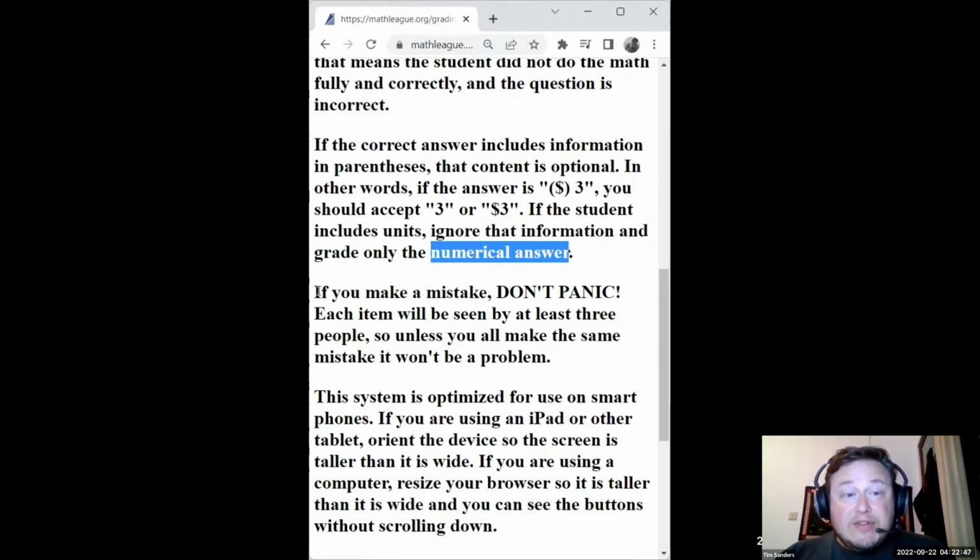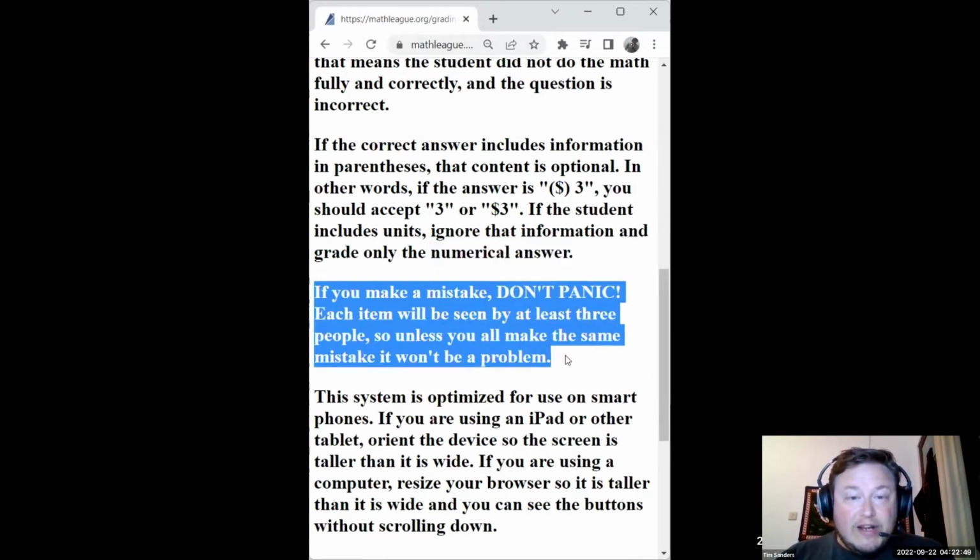All right, from time to time, you'll make mistakes. It's fine, everybody makes mistakes. The great thing about our system is that this question will be seen at least 3 times. If anybody makes a mistake, it will actually be seen more than that, so that we can correct that mistake. So if you make a mistake, the other people who are grading will correct it, so it's not a big deal.